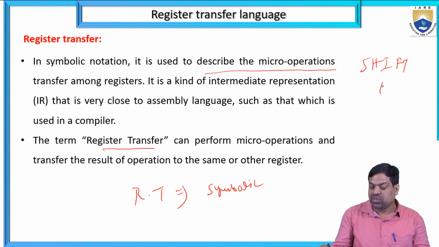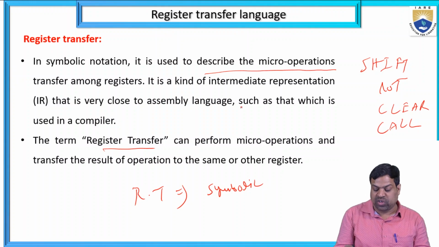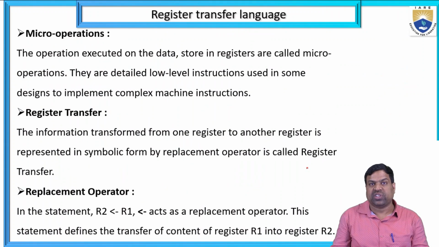And to describe the micro operations, already we know what the micro operations are: shift, rotate, clear, and call, like this. These are the micro operations transferring among registers, in a kind of intermediate representation of instruction register close to assembly language, such as that which is used in a compiler. Any assembly language we take is converted to machine language. The term register transfer can perform micro operations and transfer the result of operations to the same or other registers.